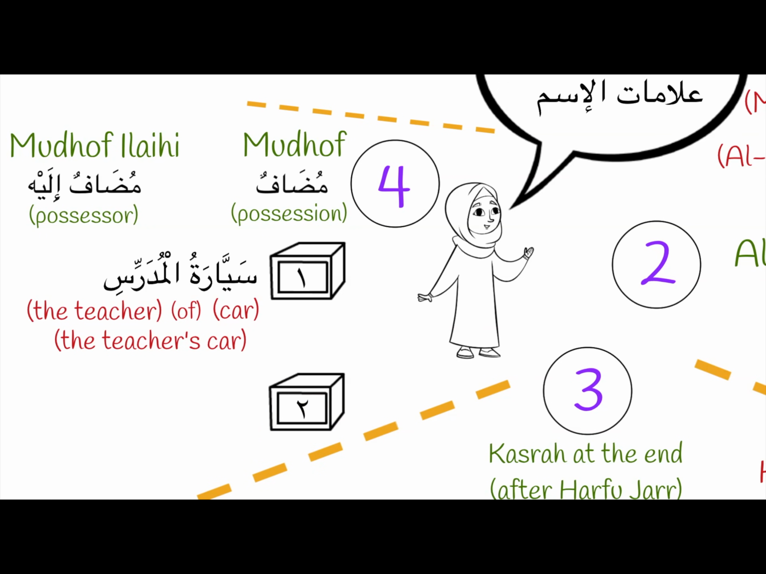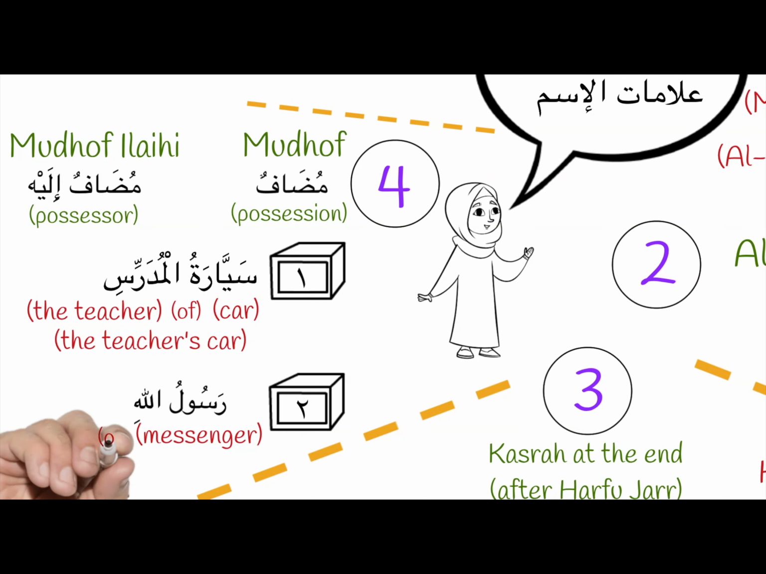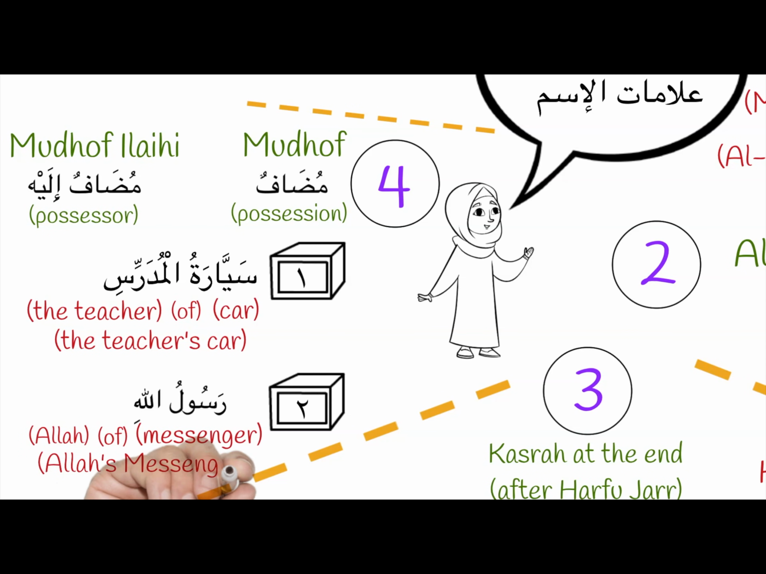In the next example, Rasulullahi, we can see that the kalimah Rasulu is the mudaf, which is the possession, whereas the kalimah Allahi is the mudafun ilayhi, which is the possessor or the owner. So in this case, the phrase Rasulullahi means messenger of Allah or Allah's messenger.